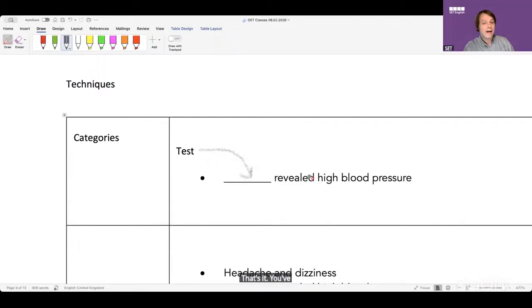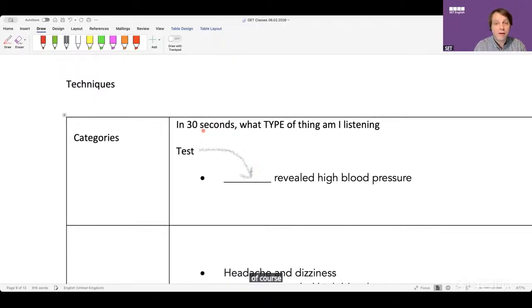You've got 30 seconds. And in the 30 seconds, not all of them, but many students try to think about what type of thing am I listening for? If you're listening for details, of course, this is very, very useful.